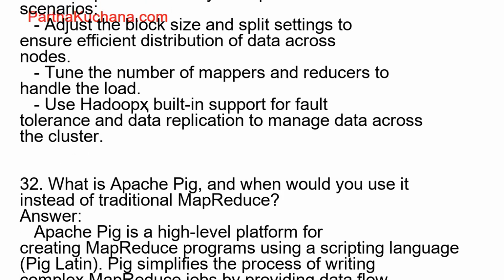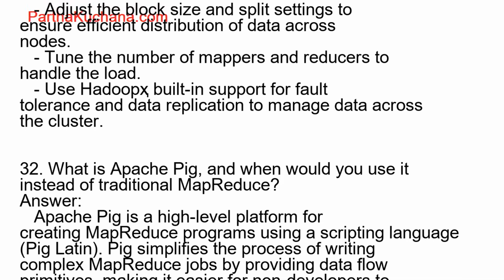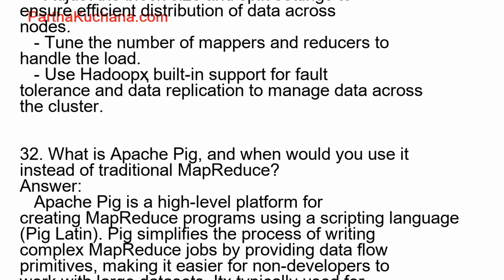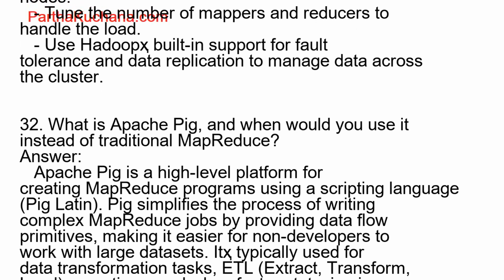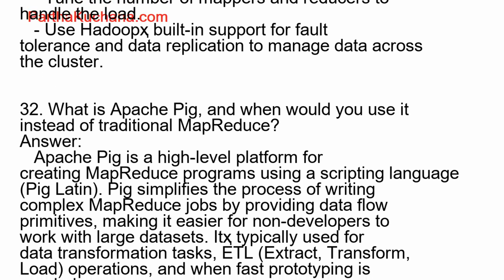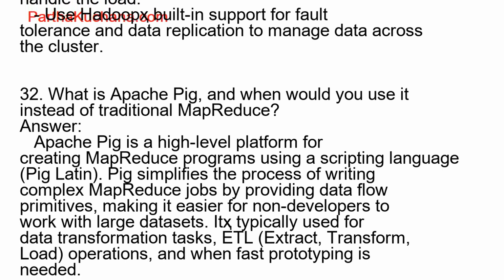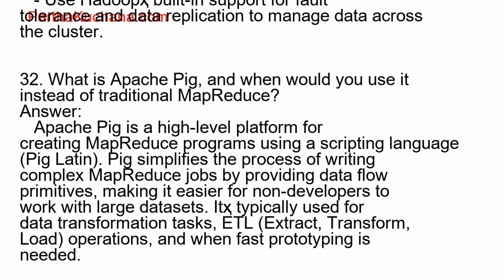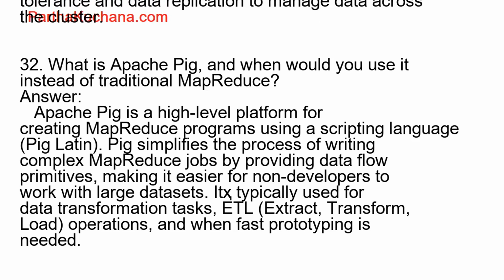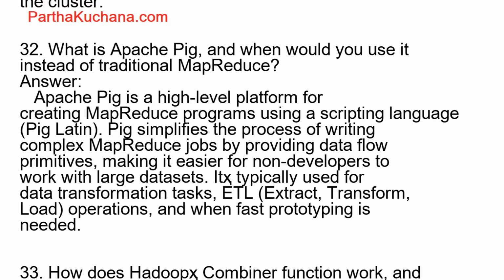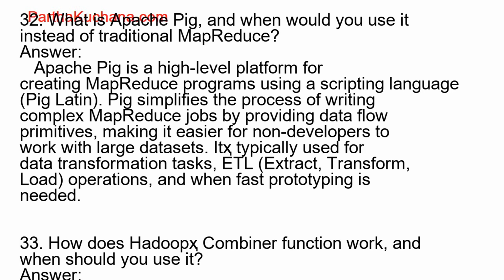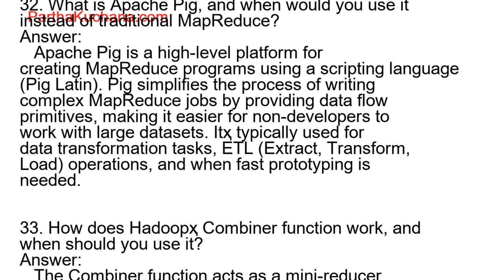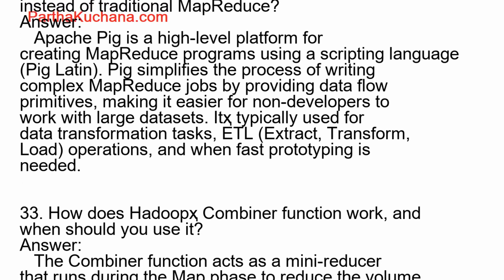34. How would you debug a failed Hadoop job? Answer. To debug a failed Hadoop job, start by examining the job logs files, specifically the MapReduce framework logs. Look for common issues like out-of-memory errors, incorrect input paths, or network failures. Use Hadoop's built-in counters to identify bottlenecks or misconfigurations. If needed, enable more verbose logging and rerun the job in a smaller test environment for further debugging.